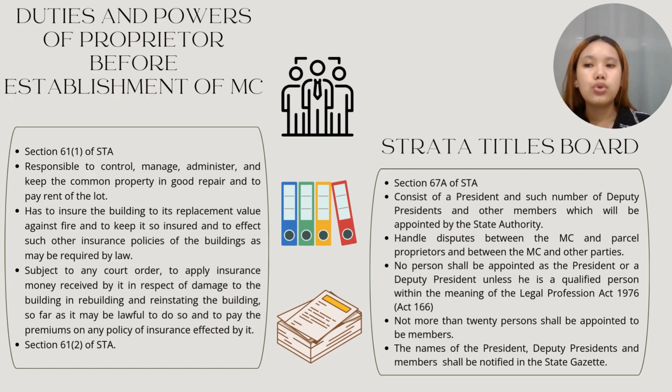It also states that no person can be appointed as the president or a deputy president of the board unless he is a qualified person within the meaning of the Legal Profession Act 1976, Act 166, and not more than 20 persons shall be appointed by the state authority to be members of the board, in addition to the president and the deputy presidents of the board. Last but not least, all the names of the president, deputy presidents, and members appointed under this section shall be notified in the State Gazette.